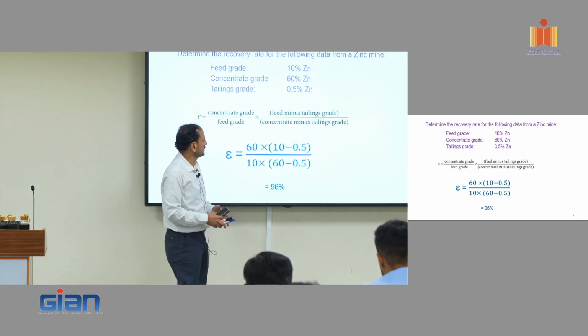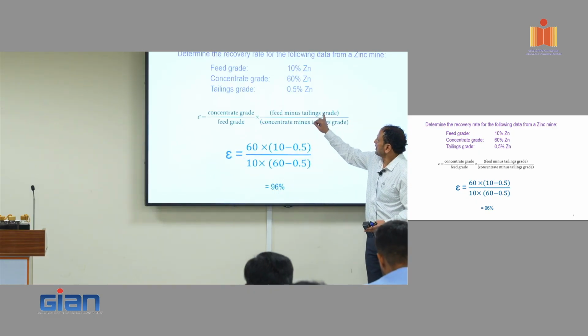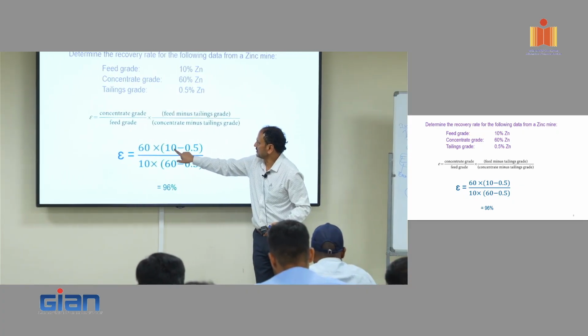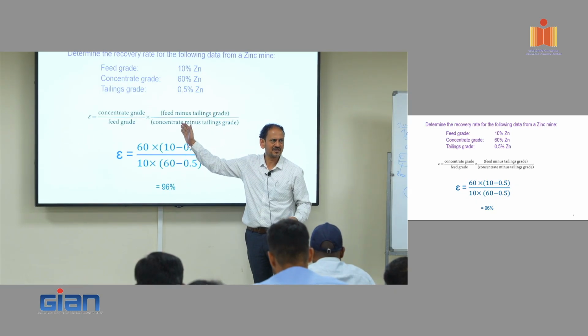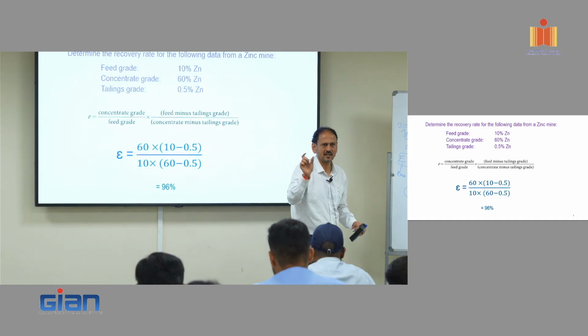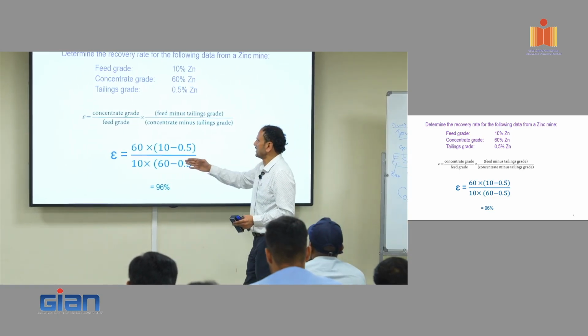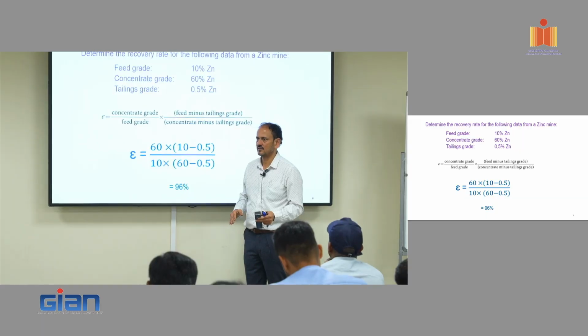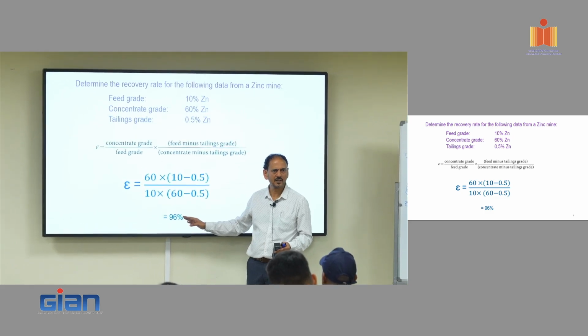So generally, these are quite negligible compared to this. This is quite negligible compared to this. This is quite negligible. So you can almost cancel it out. Tails grade compared to your concentrate grade, tails grade compared to your feed grade is quite negligible. So generally, you can strike them off. It is this by this. That would give you your recovery rate, right?